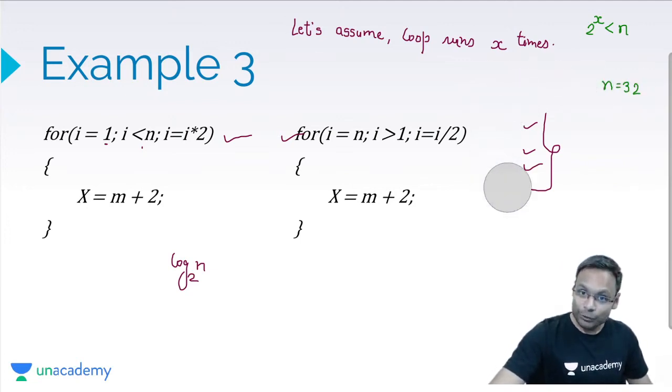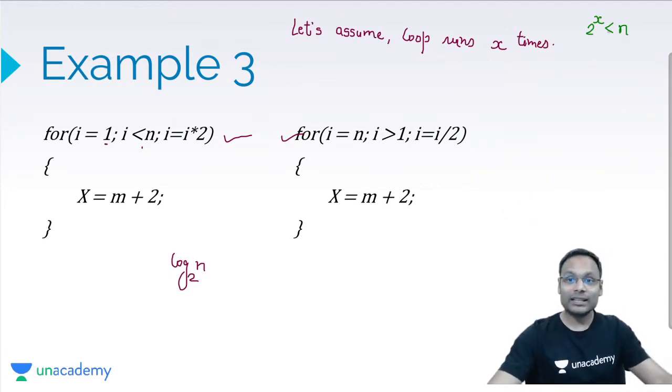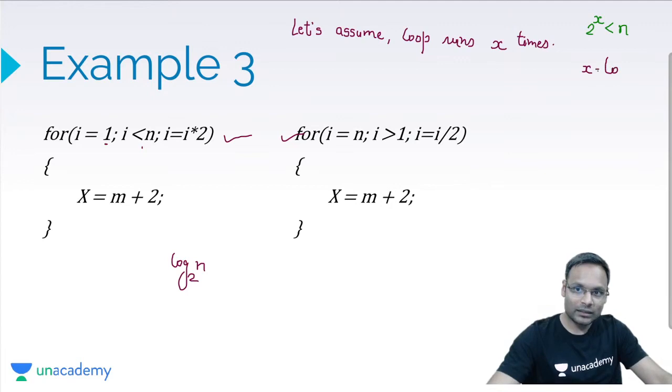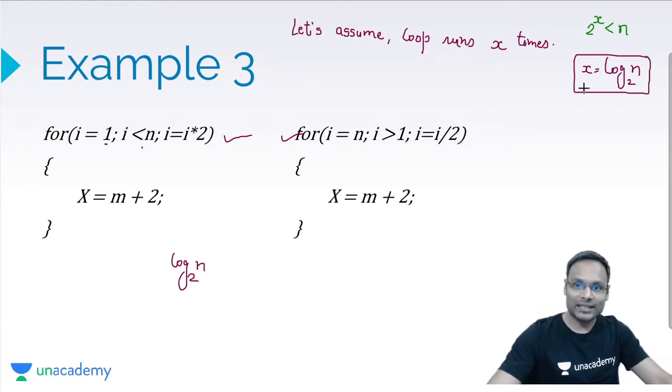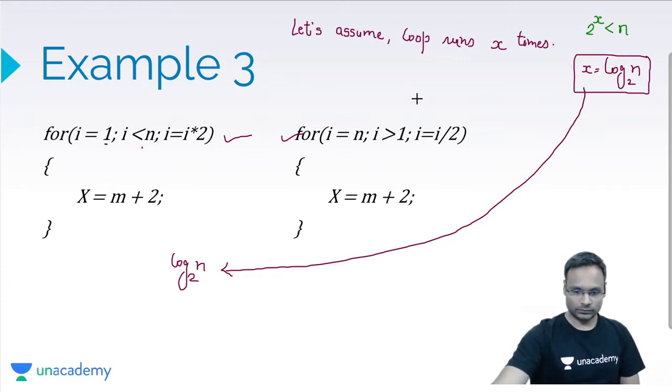Understand what I am saying. If you are saying that the loop runs x times, then in that case the final value n should be greater than 2 power x, multiply by 2, multiply by 2, multiply by 2. And from here, if you get the value of x, you will get log of n base 2. And that is what? As many times as the loop runs, that is the complexity.